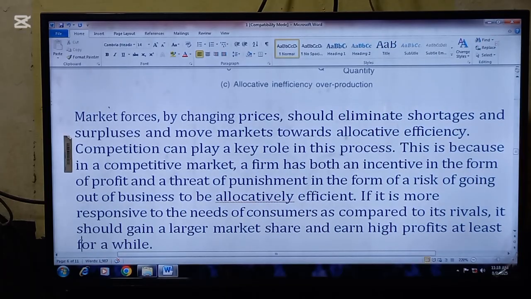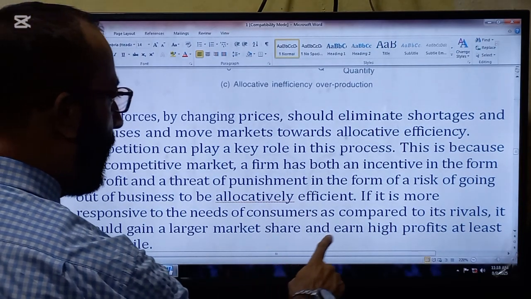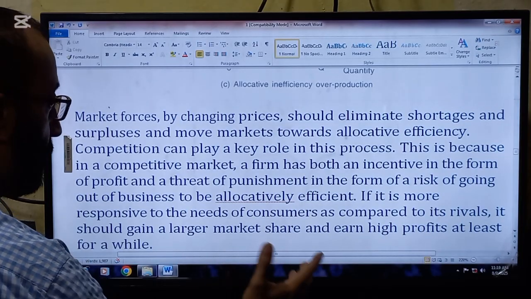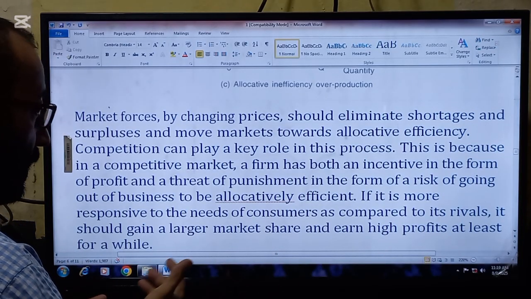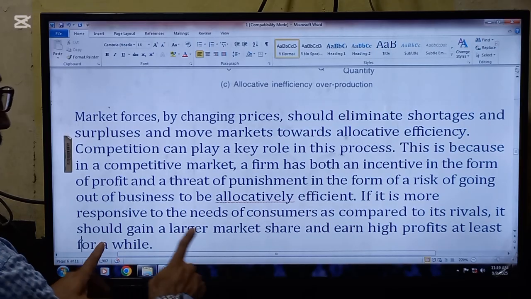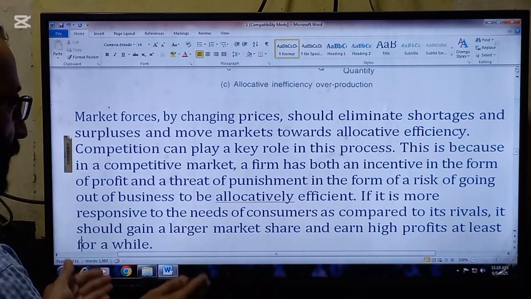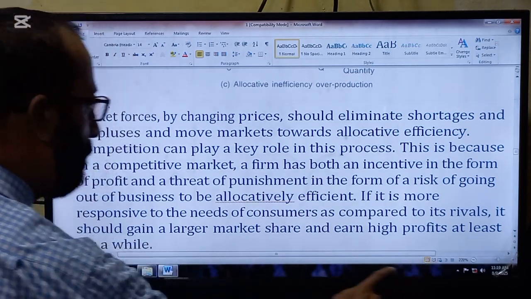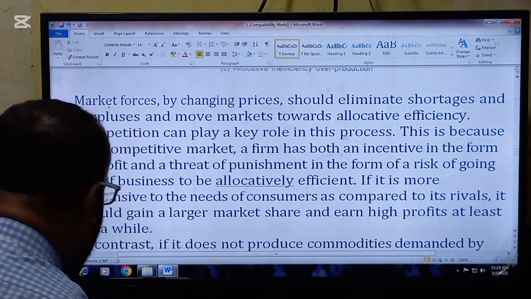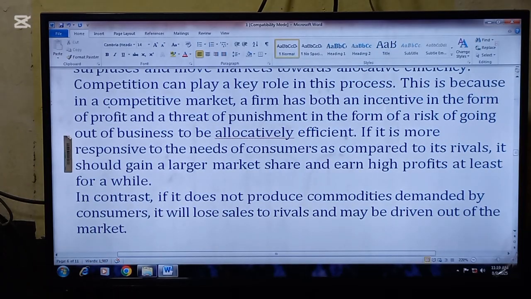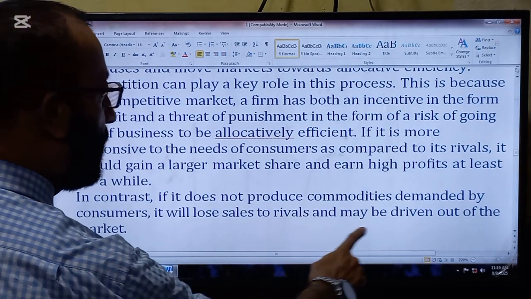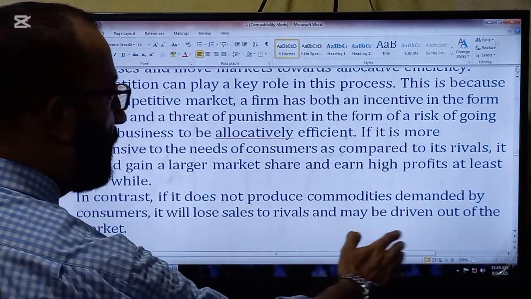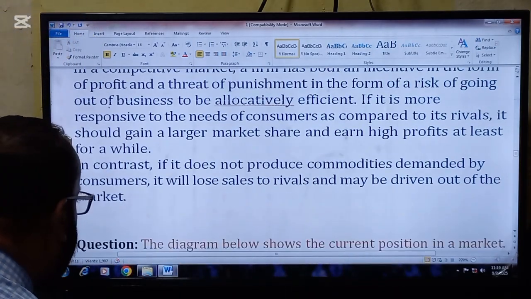If it is more responsive to the needs of the consumers as compared to its rivals, it should gain a larger market share. So the firms which are able to be more responsive to the needs of the consumers will be more successful as compared to their rivals and earn high profits, at least for a while. In contrast, if it does not produce commodities demanded by the consumers, it will lose sales to rivals and may be driven out of the market.